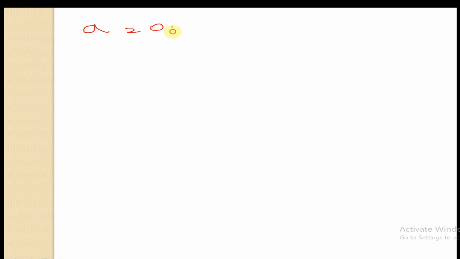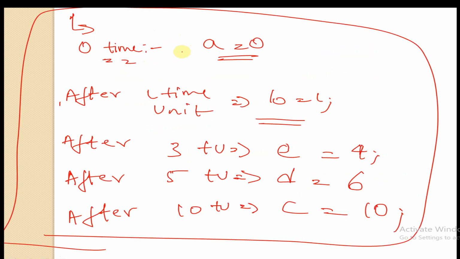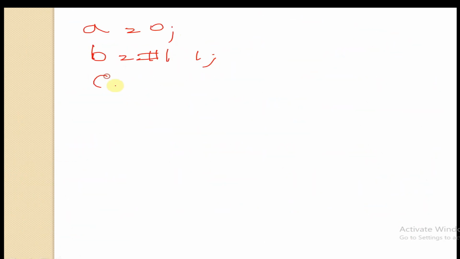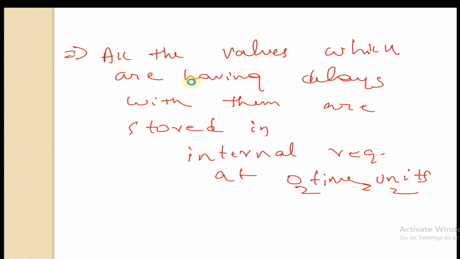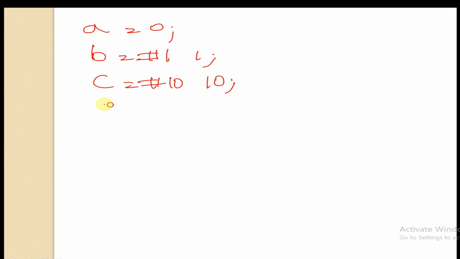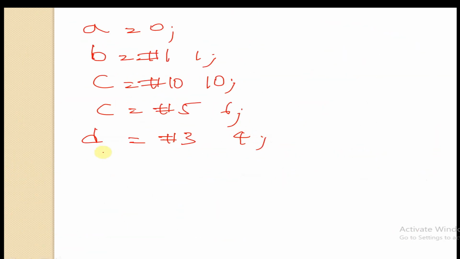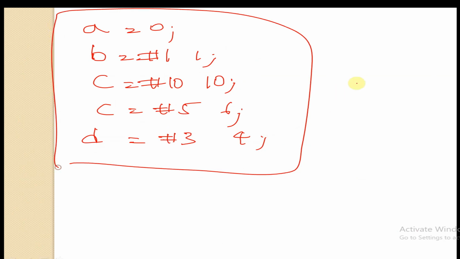So within an always block, I will take a is equal to 0, b is equal to #1. See the difference here: b is equal to #1 1, and c is equal to #10, and c is equal to #5 6, and d is equal to #3, and e is equal to 4. So I'm using blocking assignment here. See the difference between the blocking and non-blocking.